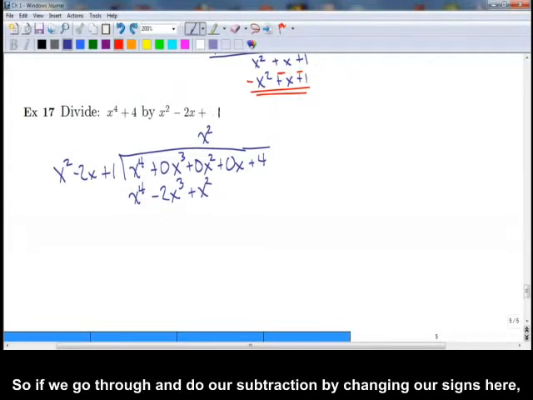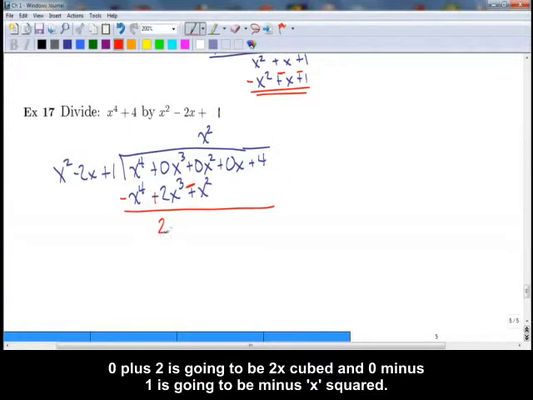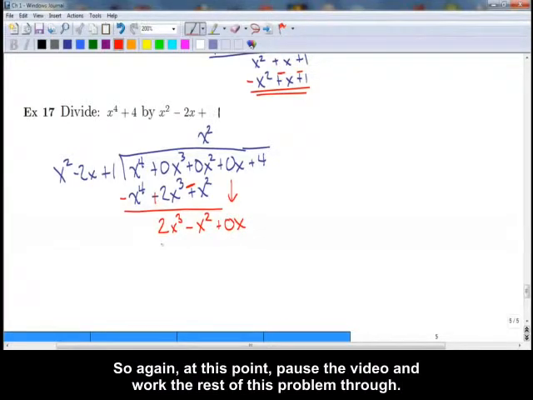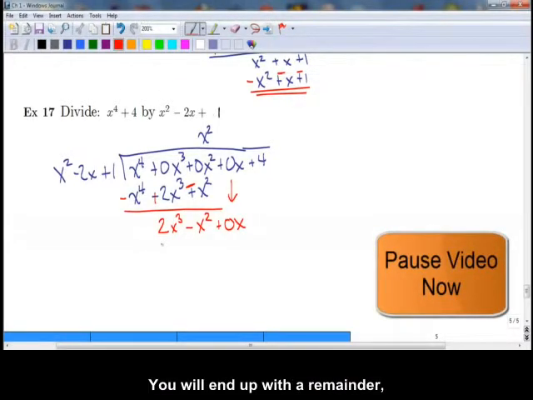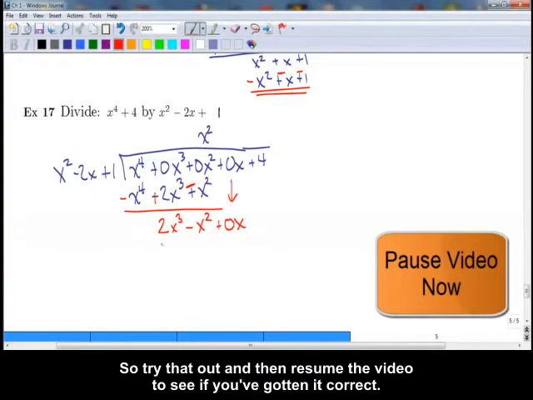So if we go through and do our subtraction by changing our signs here, x to the 4th minus x to the 4th is 0. 0 plus 2 is going to be 2x cubed, and 0 minus 1 is going to be minus x squared. We're going to bring down our 0x, and we're going to repeat the process again. So again, at this point, pause the video and work the rest of this problem through. You will end up with a remainder, so don't think you've done something wrong if you end up with a remainder. So try that out and then resume the video to see if you've gotten it correct.